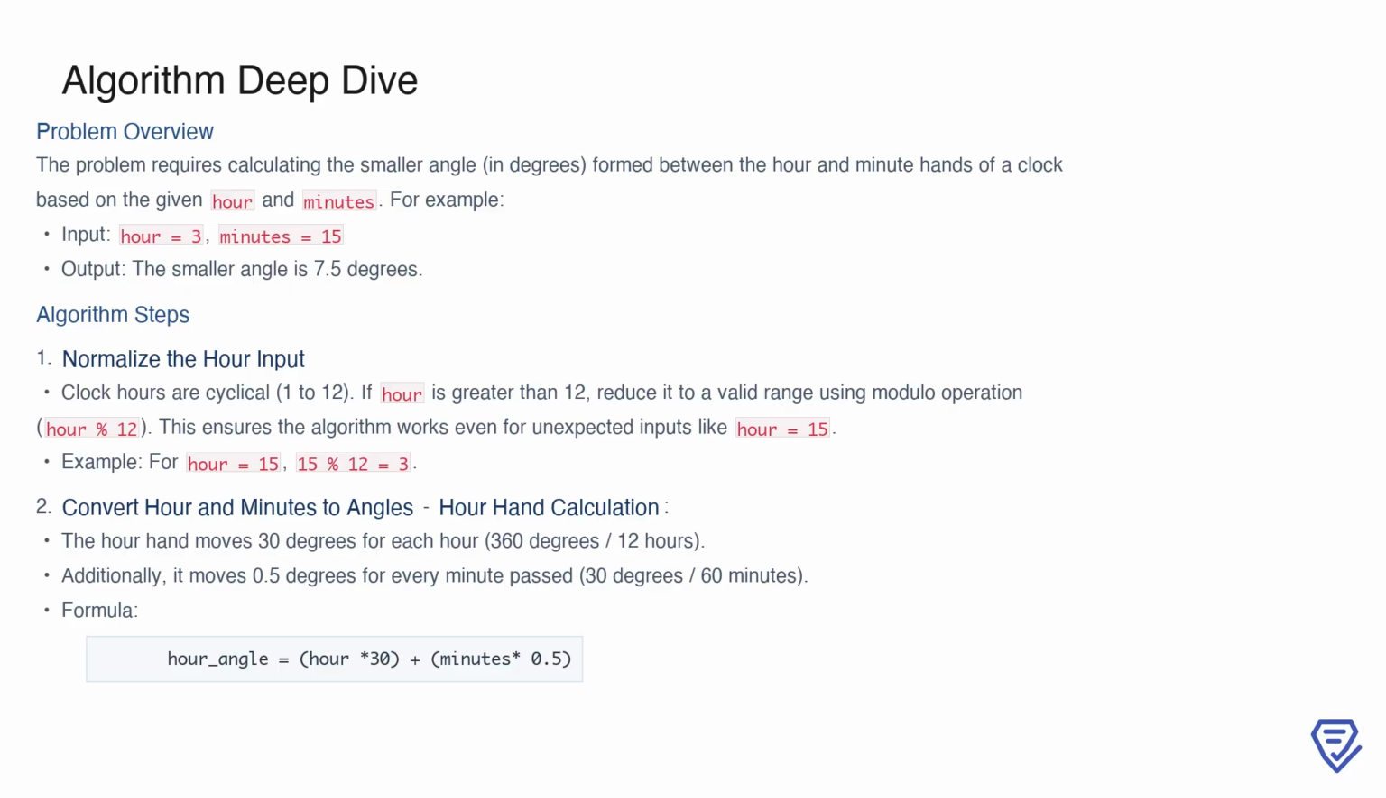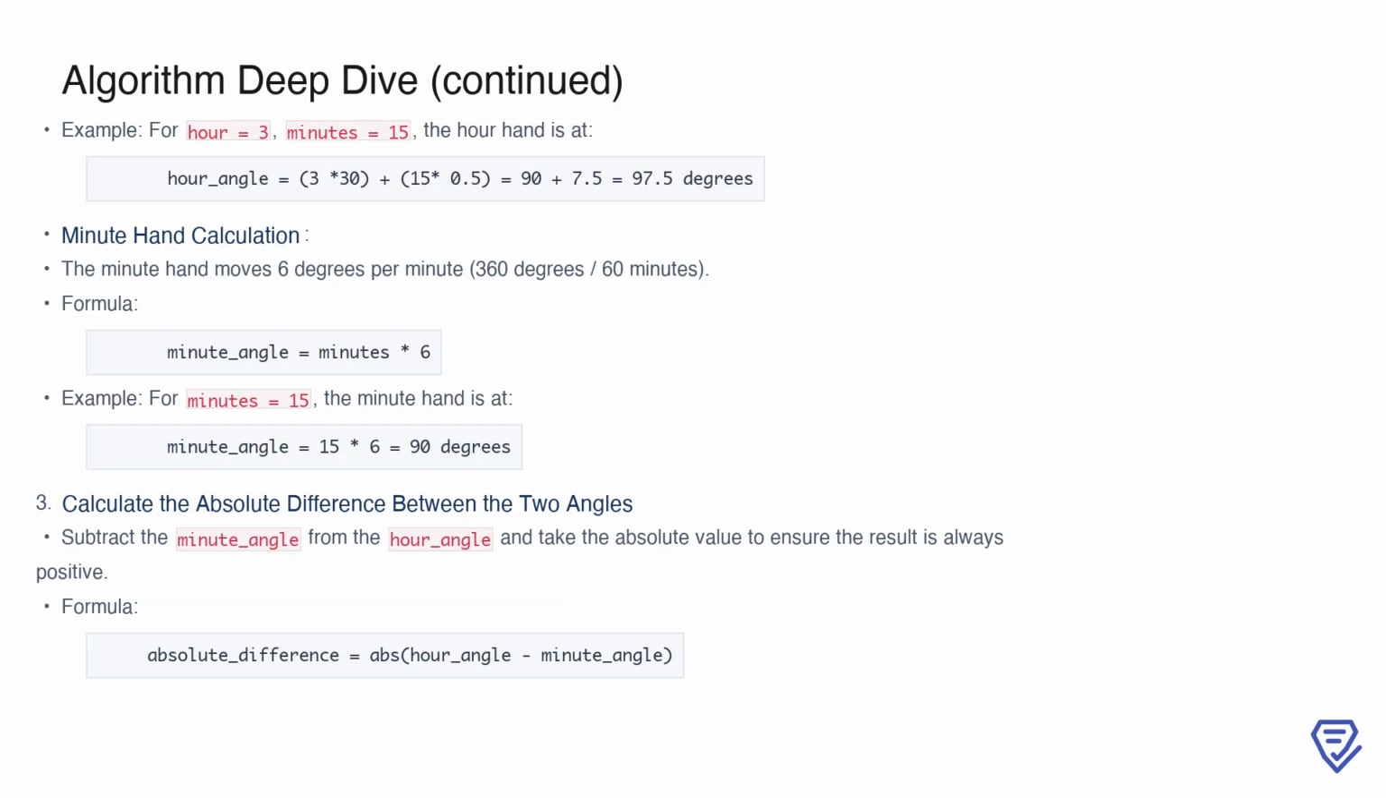minute inputs. To see this formula in action, let's calculate the hour hand's position for hour equals 3 and minutes equals 15. Substituting the values, we get hour_angle equals (3 * 30) + (15 * 0.5) equals 90 + 7.5 equals 97.5 degrees. This means the hour hand is at 97.5 degrees from the 12 o'clock position.